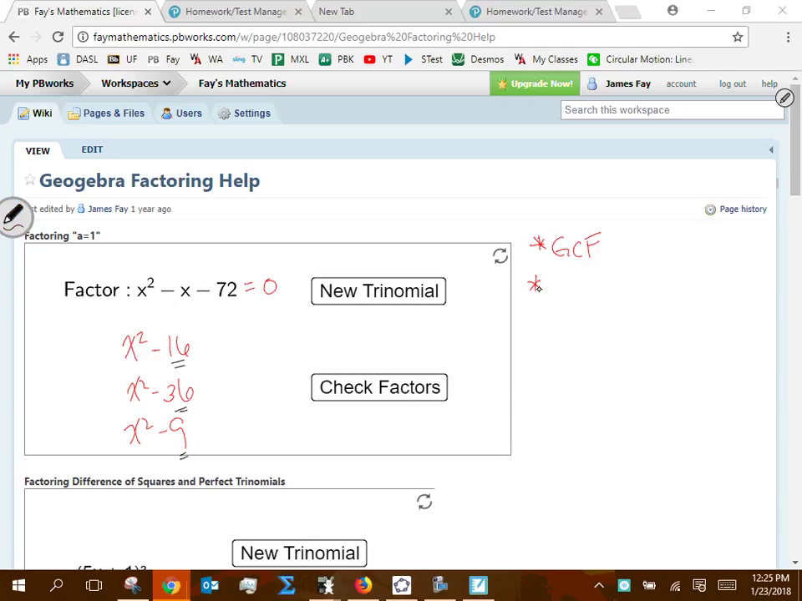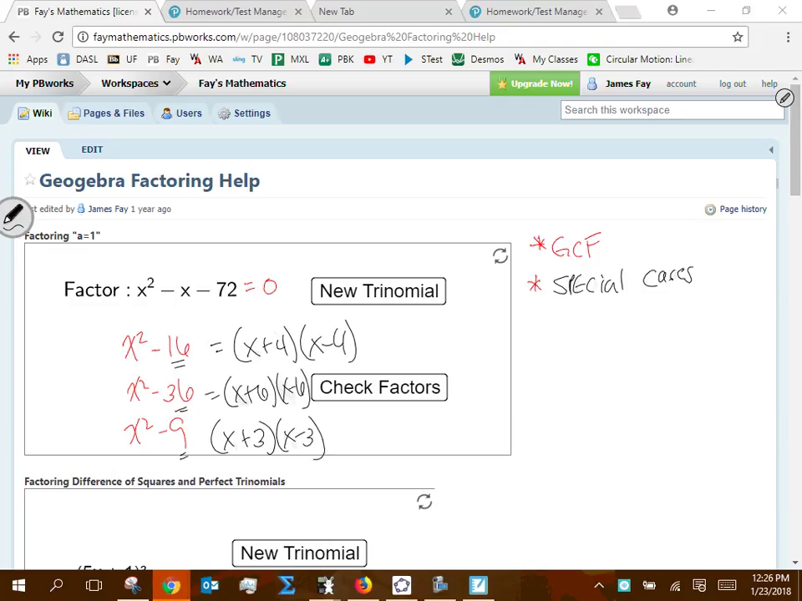So I might look at special cases. That might be something that I want to think about as I'm trying to factor, because that should make things a little bit easier. Okay. We should know from last year this breaks down to x plus 4 and x minus 4, right? This goes to x plus 6, x minus 6, x plus 3, x minus 3, right?